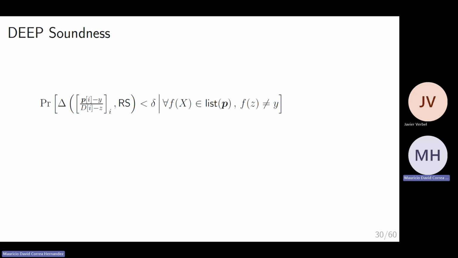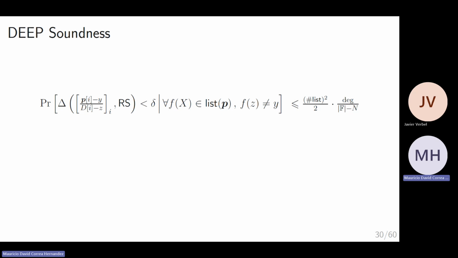We do care about that no code word close to that vector corresponds to a polynomial that evaluates to y in the out of domain point z. So that is a mouthful, and if that's challenging, stay away from the paper. I will just summarize the result.